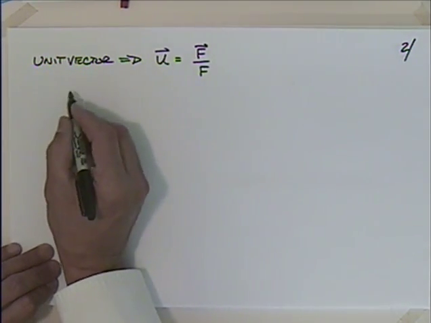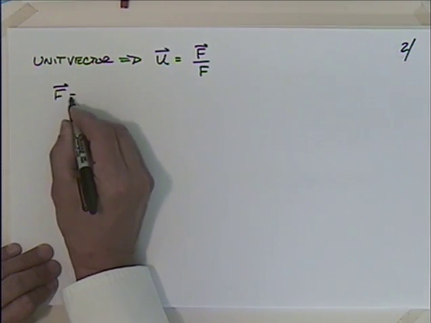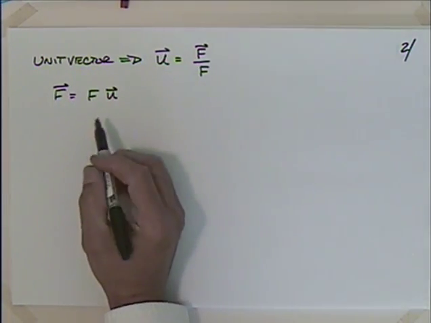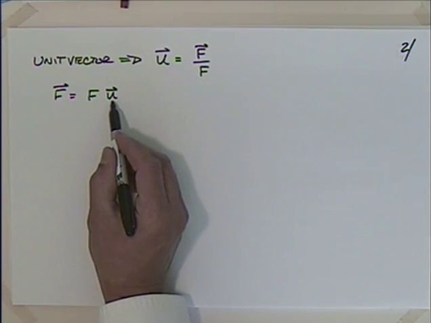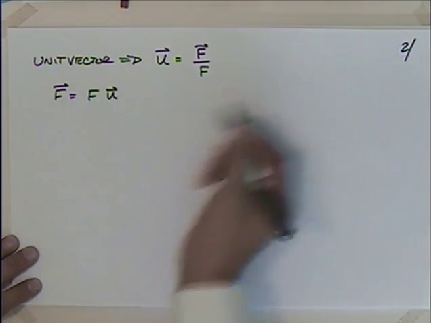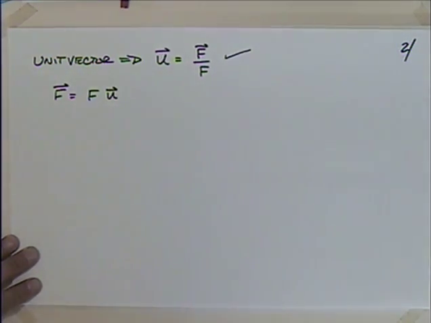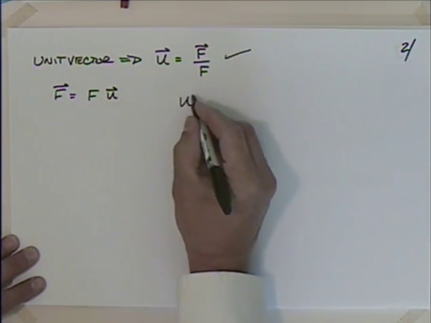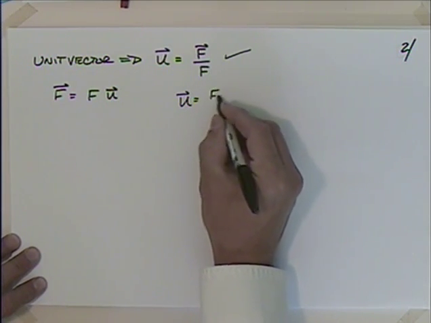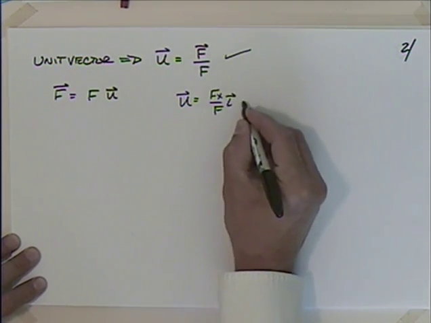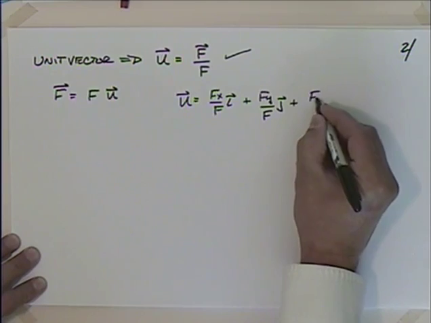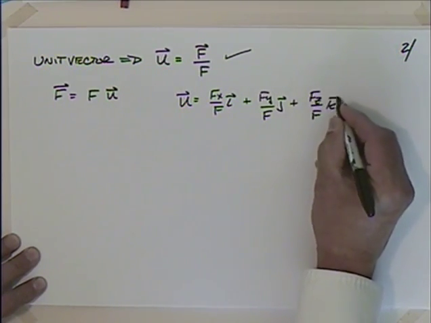If I rearrange this a little bit, I could say then that the vector f would be equal to its magnitude times the unit vector. And this is really hopefully nothing new here. If we take a magnitude and we append a direction to it, we of course have a vector. So when we go back to this one right there, if I write that a little bit differently, I could say that the unit vector is equal to, I could break this up, couldn't I? I could say that it was fx over f in the i direction plus fy over f in the j direction plus fz over f in the k direction, couldn't I?